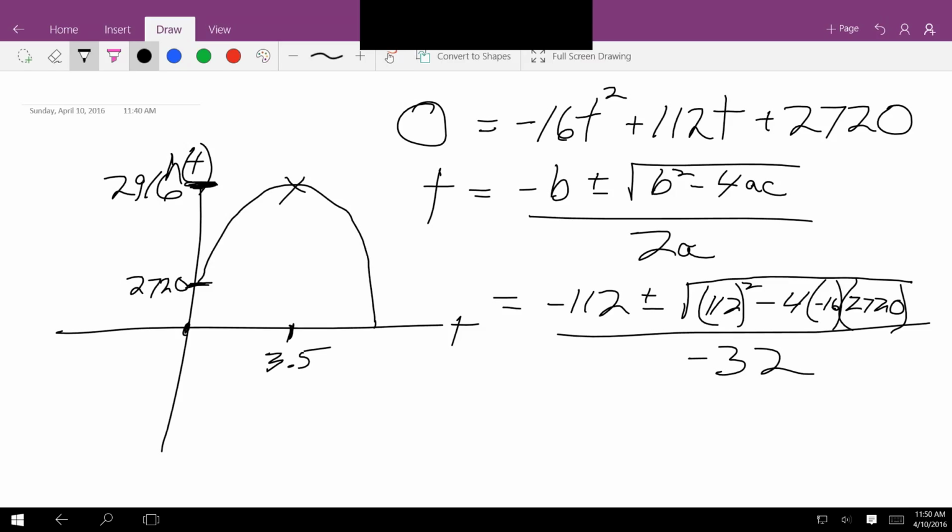Okay. Now, my first calculation to simplify this is to do that part of it right there without the negative sign. I guess that's just my own personal preference. If you use the negative sign, it's not going to hurt you. It just turns it into an addition problem. In other words, if you were to multiply minus 4 times minus 16 times 2720, whatever number you got would be added to 112 squared. In the same way, this is going to be added to 112 squared.